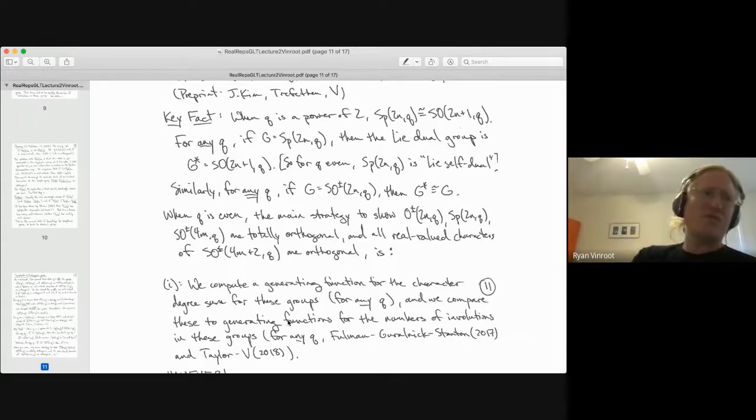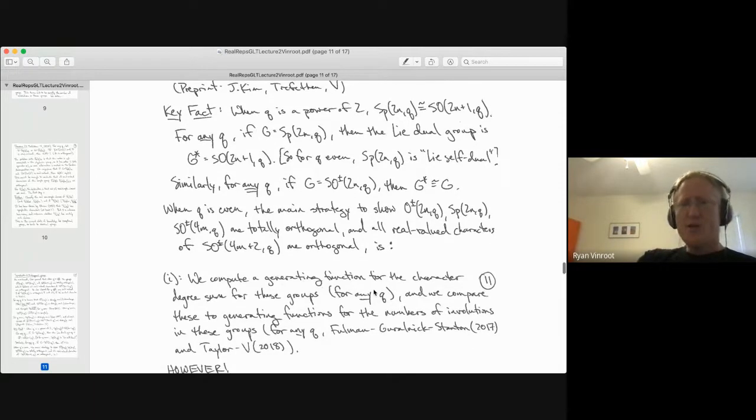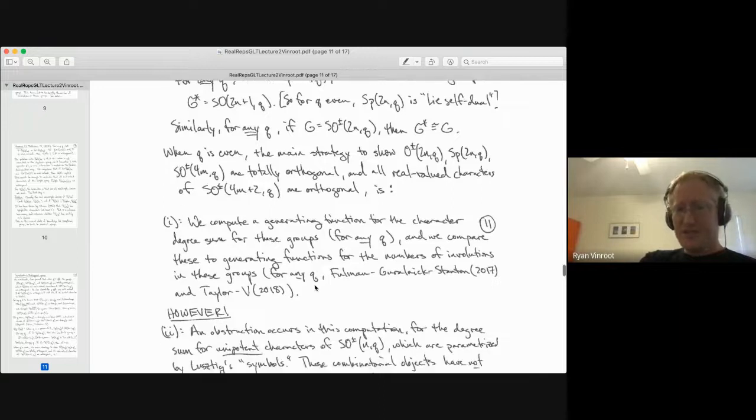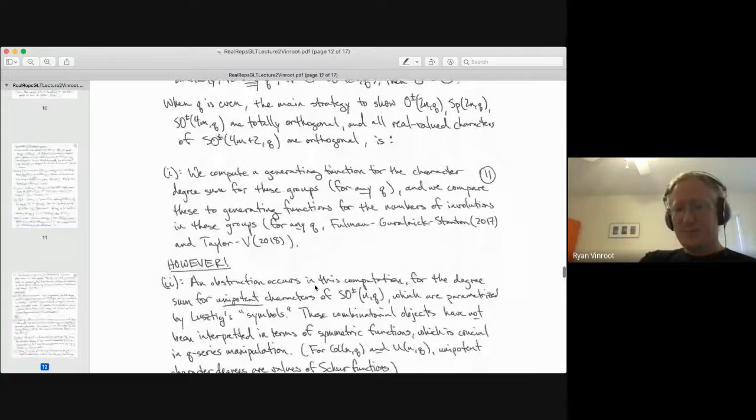And in the other course in this workshop, you're looking at other powers, I know. But for involutions, there's a paper of Fulman, Guralnick, and Stanton from 2017. And then a student of mine, Greg Taylor, and I wrote down the other generating functions for involutions for a few cases that were not written down there. So this is the main strategy. We want to write down generating functions for the character degree sum. Okay, but of course, this isn't easy, and there's an obstruction.